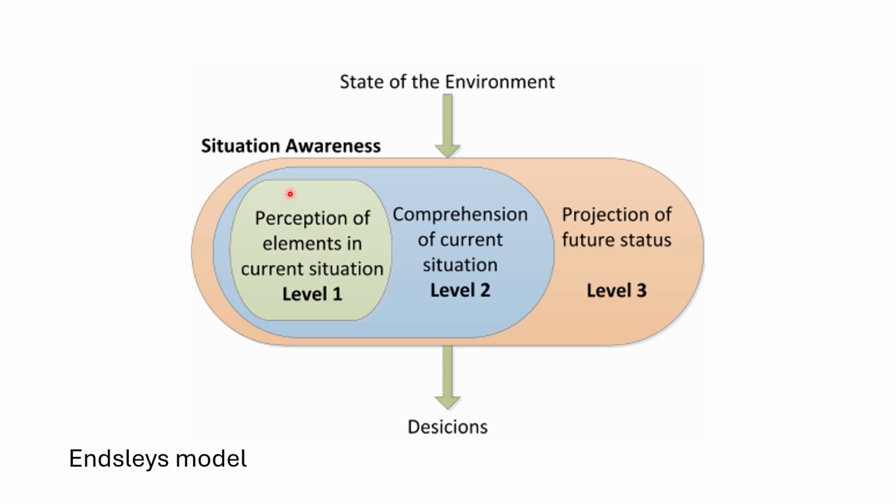So there's perception of elements in the current situation. Well, you see the patient, how they're looking. You can see they're sweating. You can see their pupils are dilated. You might be able to observe certain things. But level 2 is that you actually comprehend the current situation. Oh, this pattern of data points is actually shock or a patient in distress.